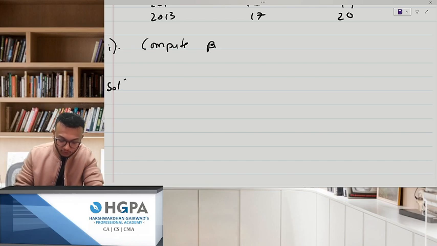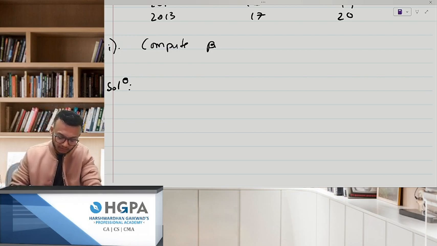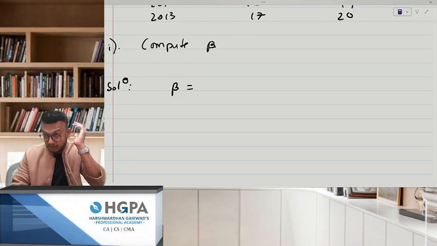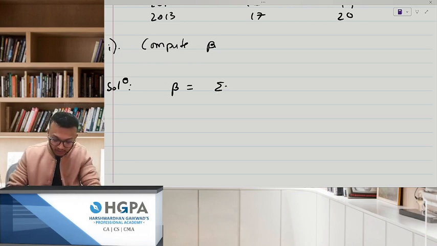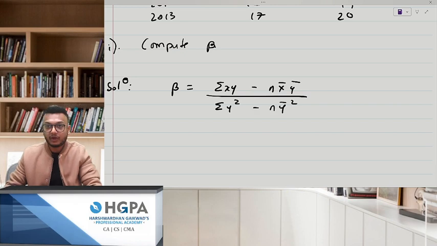But what I have told you in portfolio management, number one rule: write down the formula first. Let them ask anything. Keep your mind very calm and write down the formula first. What is the formula? Let it come out of your mouth. Please speak, don't speak in your mind. Summation xy minus n x bar y bar upon summation y square minus n y bar square.